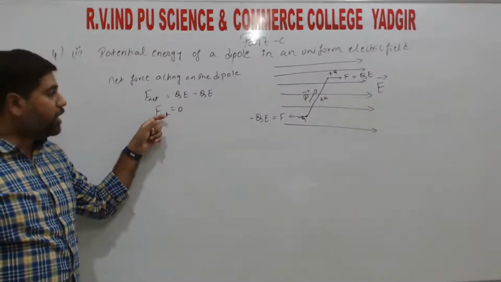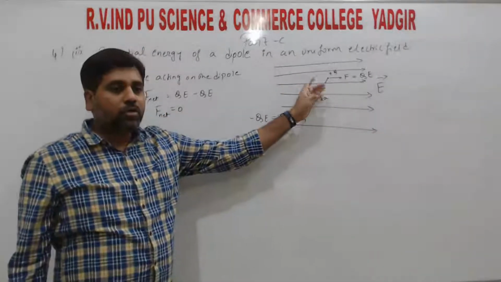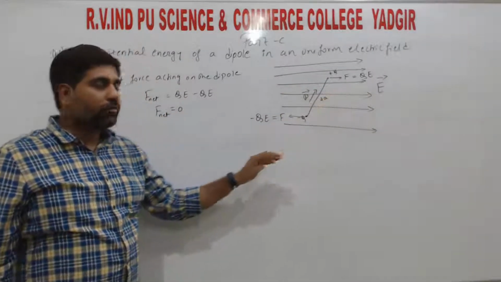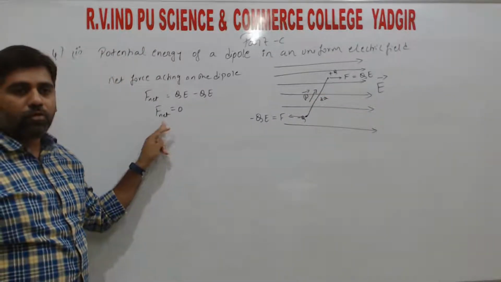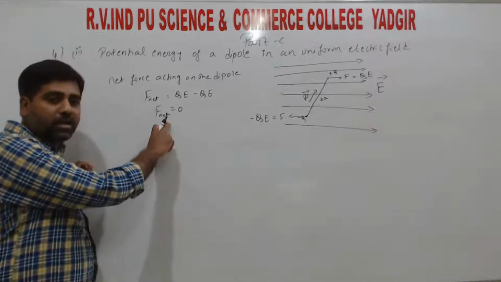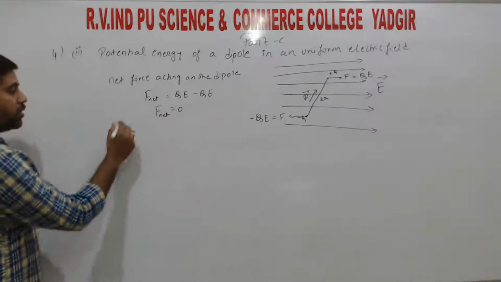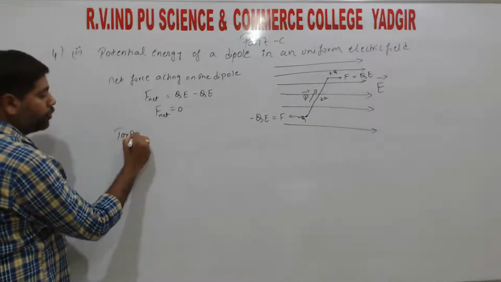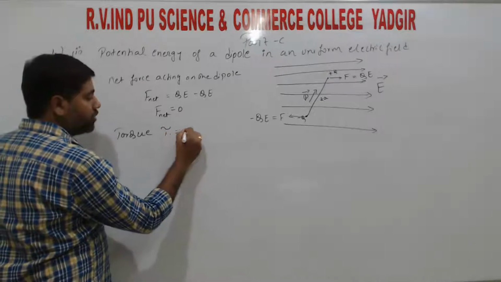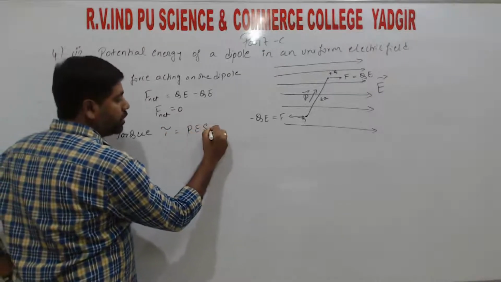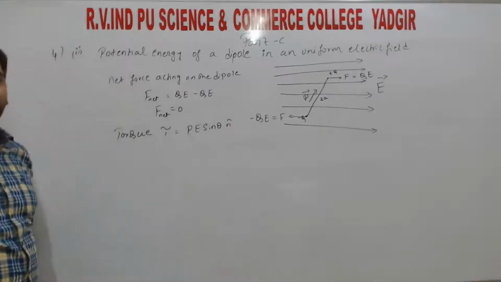In a dipole, the net force is 0, but there exists a torque. So torque is produced only when the net force acting on the dipole is 0. We have the relation for torque: tau equals PE sin theta into n cap, right?